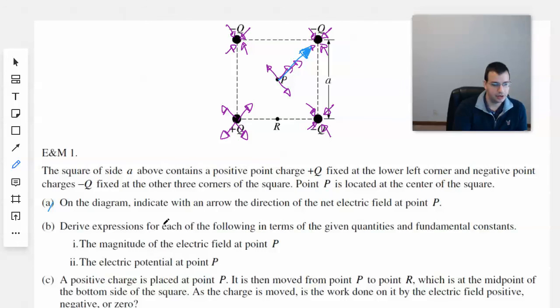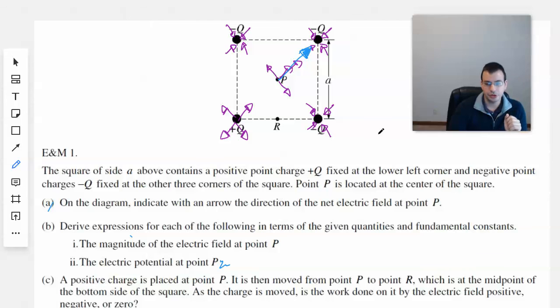Draw the equations for each of the following in terms of the given quantities and fundamental constants: the magnitude of the electric field at point P, and the electric potential. We haven't talked about electric potential yet, so we'll get to that one later in another video. The magnitude of the electric field.